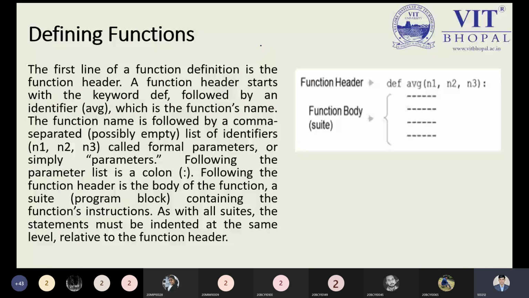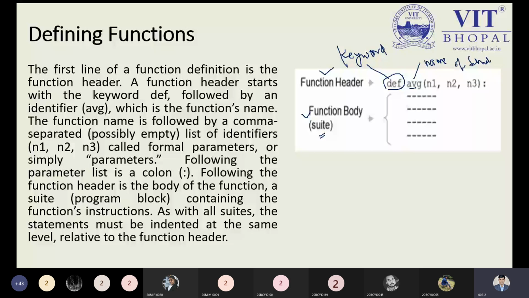So how to define a function in Python? Please keep in mind the syntax: a function header, and here we have the function body, which is also known as the suite. The function header is defined this way, and def is a keyword. Please keep in mind def is a keyword which stands for define, and ab is the name of the function.